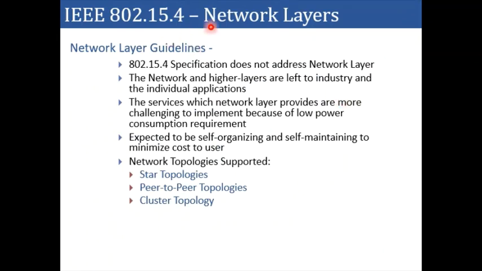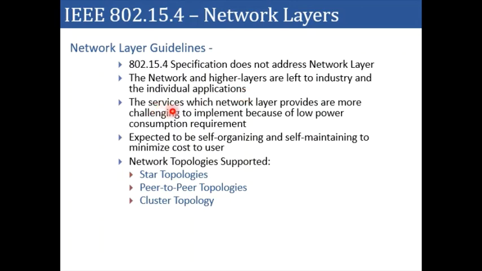Now let's talk about the network layers. So the network layer guidelines in case of 802.15.4 are as follows. The 802.15.4 specification does not address the network layer. It only takes care of the link layer control as well as the physical layer. So the data link layer and physical layer are the main layers which are part of 802.15.4. The network layer and the higher layers are left to industry and the individual applications.